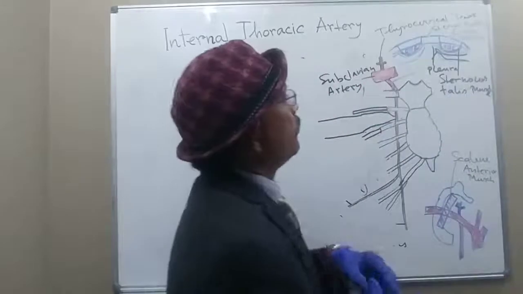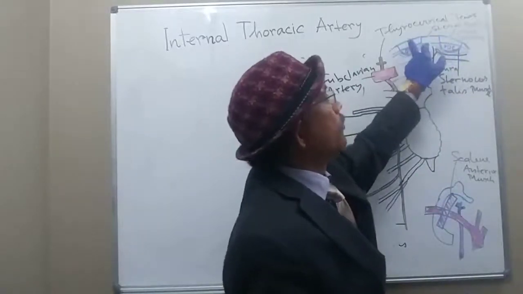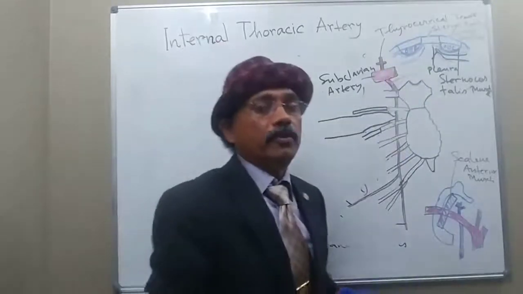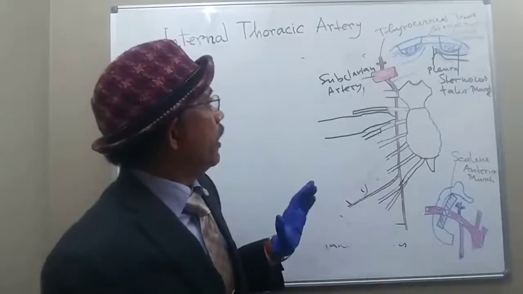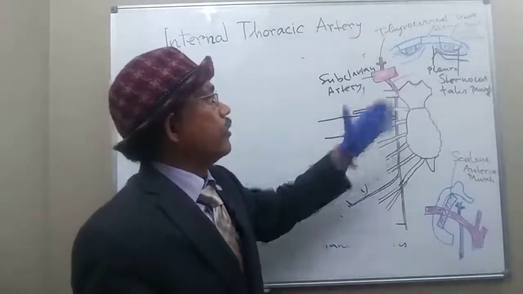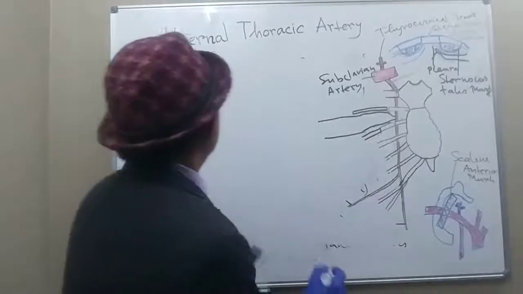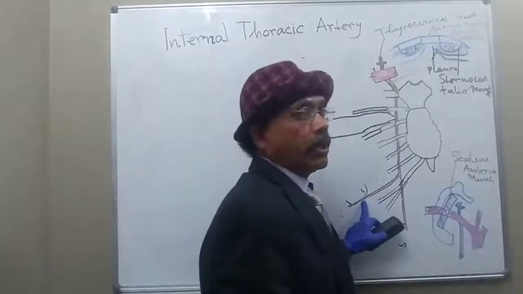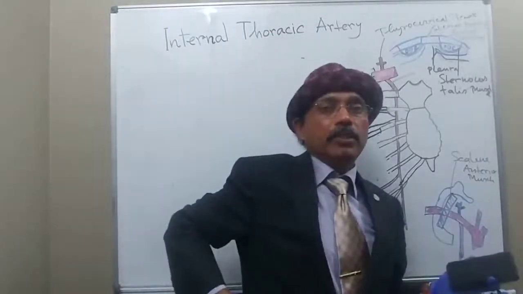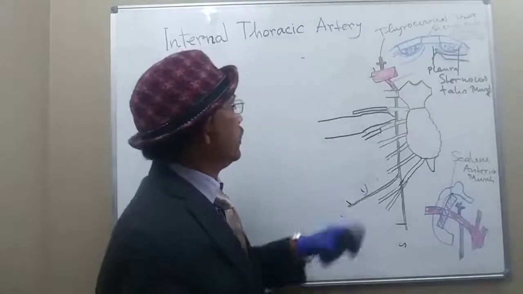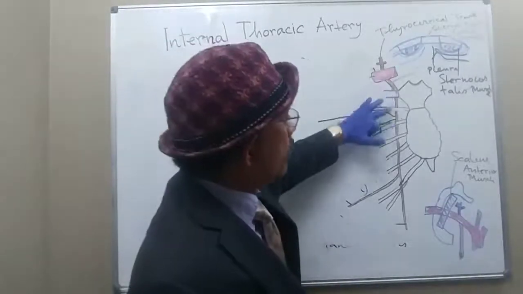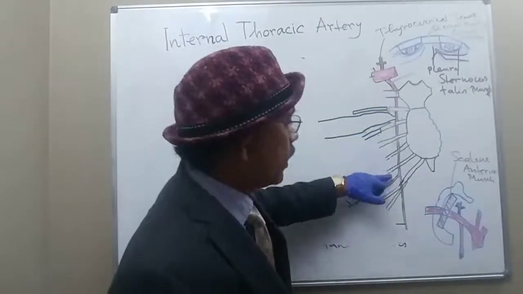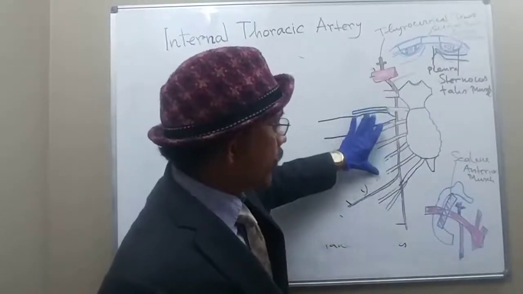This is the body of the sternum. This is the costal cartilage. This is the sternocostalis muscle. This is the pleura. So the artery is related to the pleura and also the sternocostalis muscle. Again, the terminal branches: the musculophrenic artery passes along the costal margin, and we get the anterior intercostal arteries, one pair, two, three, four, five, six pairs, coming from the internal thoracic artery.